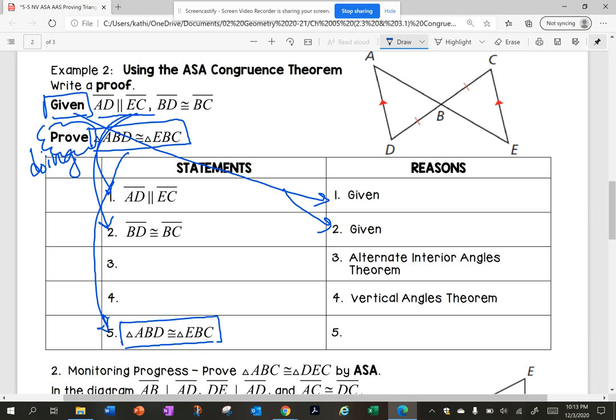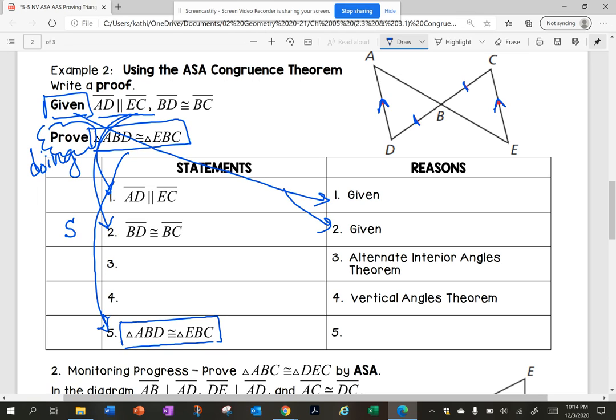The information that was given is segment AD is parallel to segment EC, and I see that with these arrows that are not on the ends. And segment BD is congruent to segment BC. This is given, so this is one of my sides.